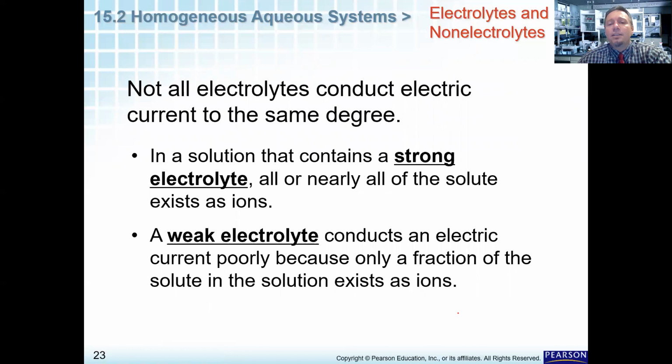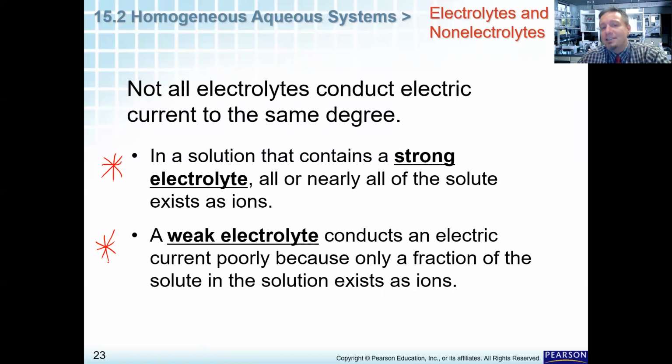So not all electrolytes conduct electric current to the same degree, and we mentioned that. We talked about mercury chloride being a weak electrolyte, and we talked about potassium chloride being a very strong electrolyte. So let's define that right here. Please get these into your notes. Both of these terms are very important.